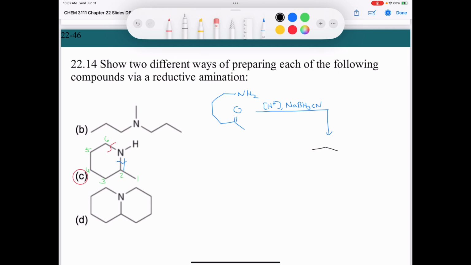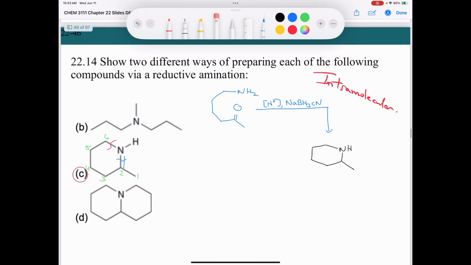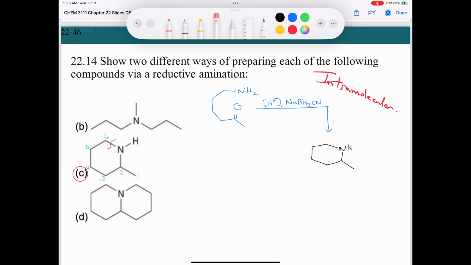Now keep in mind, this is an intramolecular reaction. Intermolecular is between 2 different molecules, but this is in the same molecule. So you've got the amine and you've got the ketone built into the same molecule. So that's intramolecular. Maybe I should write that down here. Intramolecular reaction.